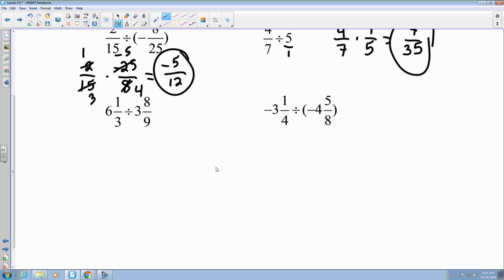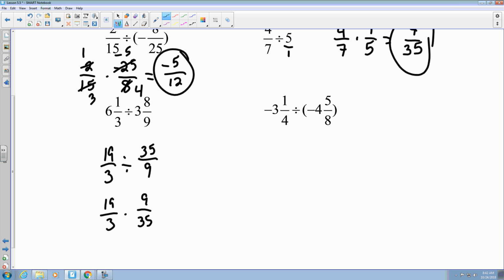Okay, so now before I do any multiplication for these two examples below, we have to make them into improper fractions. So 6 times 3 is 18, add 1, that's 19/3, divided by, so I got 27. 27 plus 8 gives us 35/9. Okay, so we have it as a mixed number. Or I'm sorry, not a mixed number, we have it in an improper fraction. So now keep the 19/3, change it to multiplication, and then I get 9 over 35.